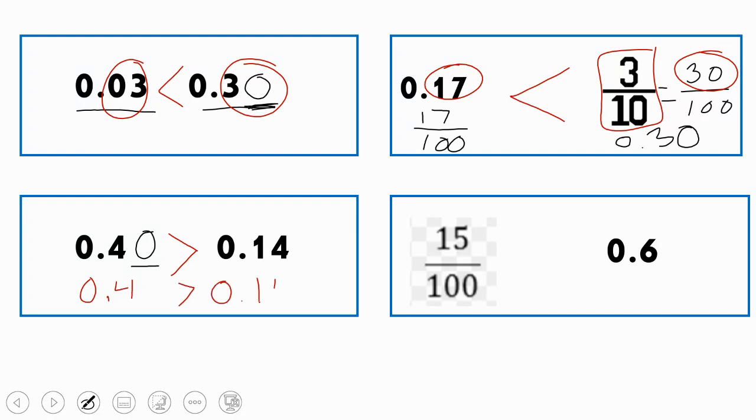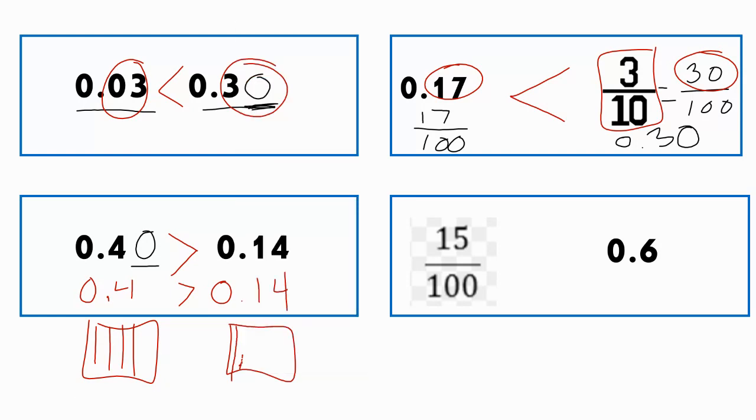And if you visualize a model and I had 4/10, that means I have 4 of those stripes getting colored into a hundredths model. That's a terrible model, but you know what I mean. Versus 14 hundredths, which would only be 1/10 and 4 tiny little ones at the bottom. And so this one is definitely going to be more.